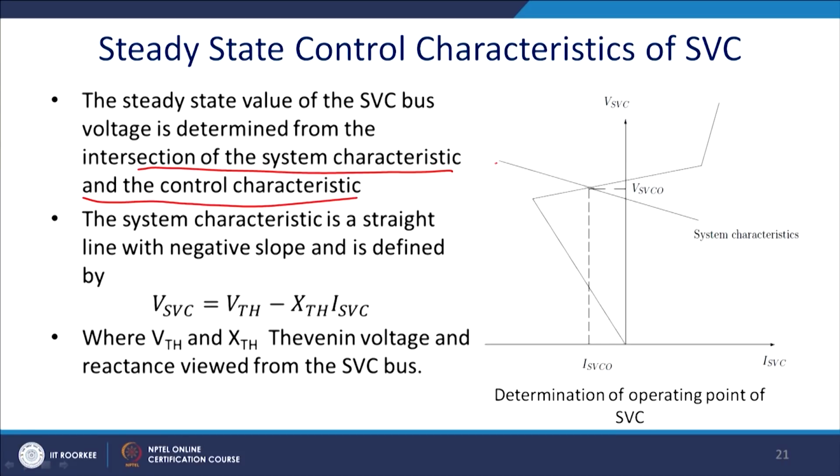So, this is basically the system characteristic, this is the voltage, and you will cut at this one point. Generally when the power factor gets better, the power increases in the capacitive region, but you have just the reverse characteristics. The compensation characteristic will be this, and the system characteristic, that is the voltage characteristic, will be this, and you will find the operating point; that is where you will operate. The system characteristic is a straight line with a negative slope defined by V_SVC equal to V_TH minus X_TH (the Thevenin equivalent) into I_SVC, where V_TH and X_TH are the Thevenin voltage and reactance viewed from the SVC, at the point where the SVC is connected.